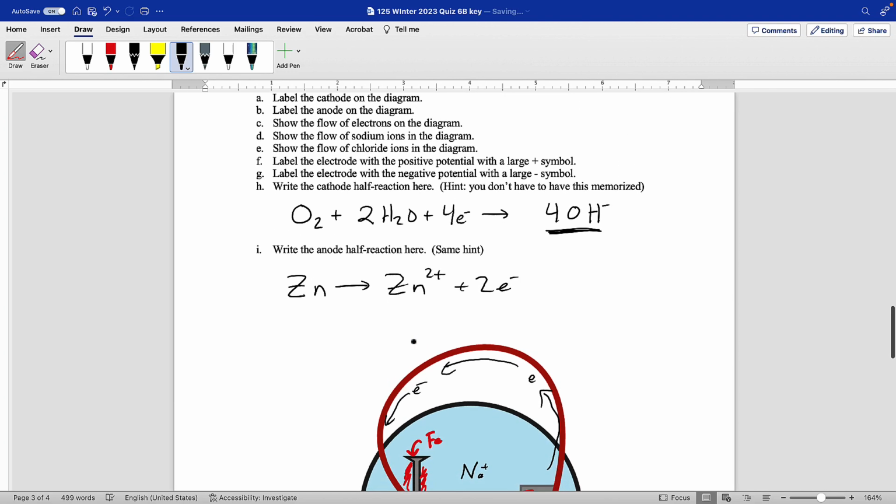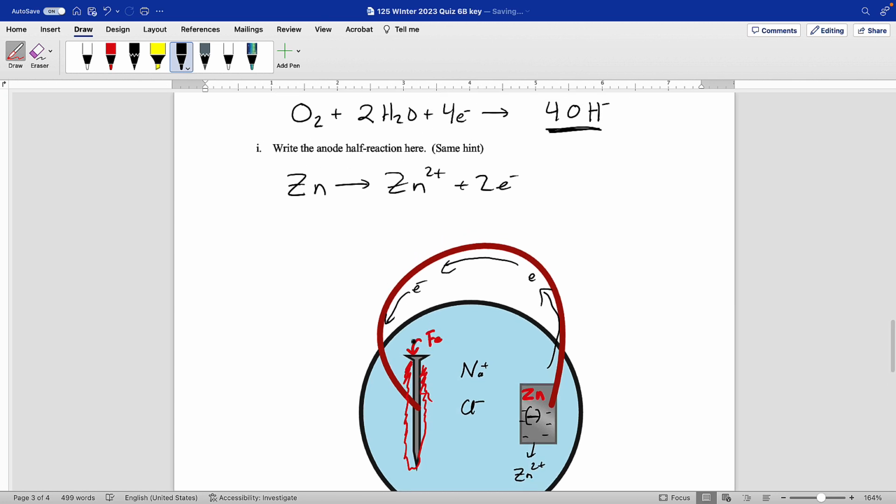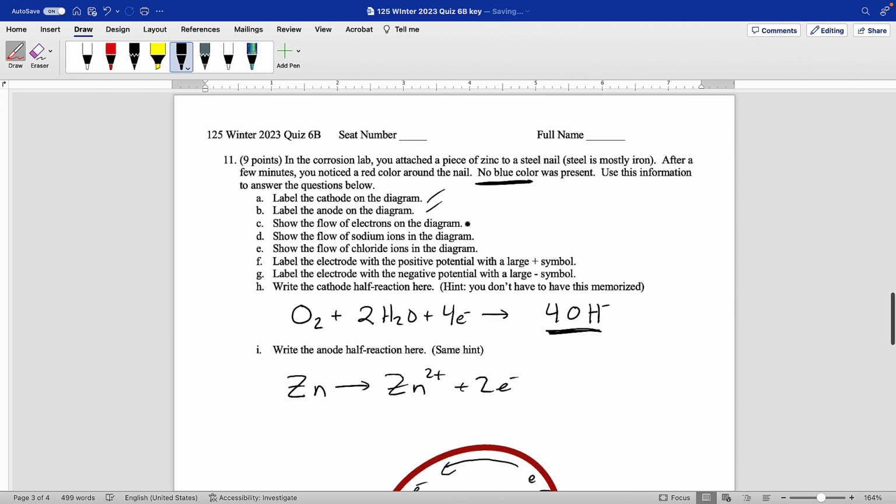We should label the cathode and the anode. So since oxygen's being reduced around the nail, that's going to be our cathode. And we should label this not just on some sort of general side, it's the actual object there that's conductive that we're going to call our cathode. And oxidation's occurring at the surface here, so this is our anode. So we've got those. Show the flow of electrons we already did.